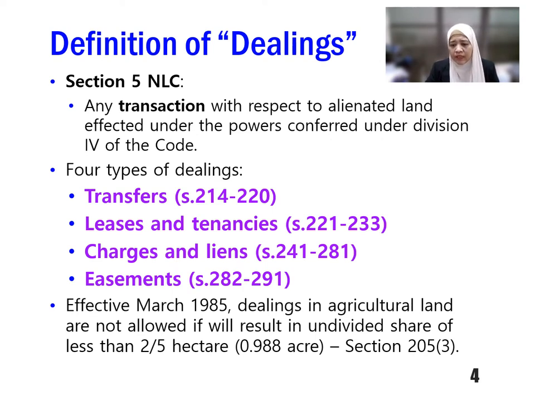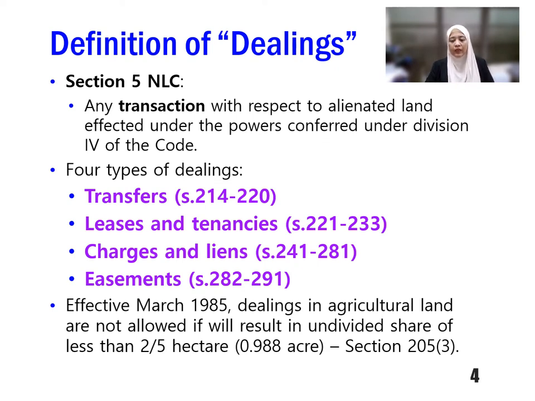So if there's any attempt to transfer, for instance, transfer is a type of dealing, if there's any attempt to transfer a TOL land, TOL means the land is not alienated, it's disposed to one person by way of a license, which is a temporary occupation license. So in the case of an attempt to transfer a TOL, that is not a recognized dealing, and therefore will be illegal under National Land Code. So again, dealings here only concern any transaction on alienated lands. So land with titles only.